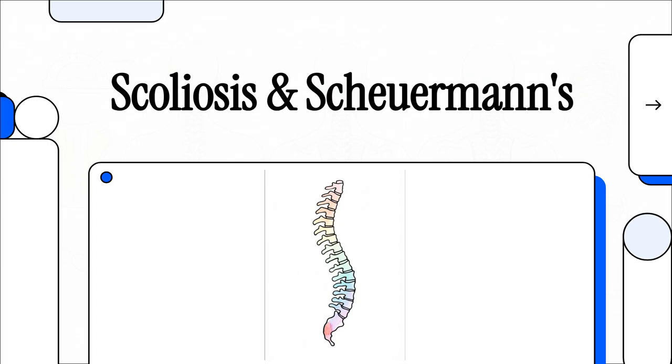All right, let's jump right in. In this explainer, we're going to tackle some key spinal deformities that are absolutely crucial for your ortho studies. We're talking scoliosis, Scheuermann's disease, and, importantly, how to tell them apart from just plain old poor posture.